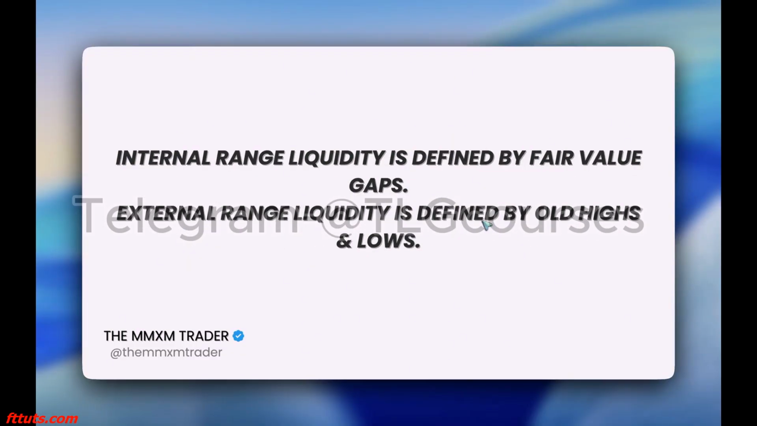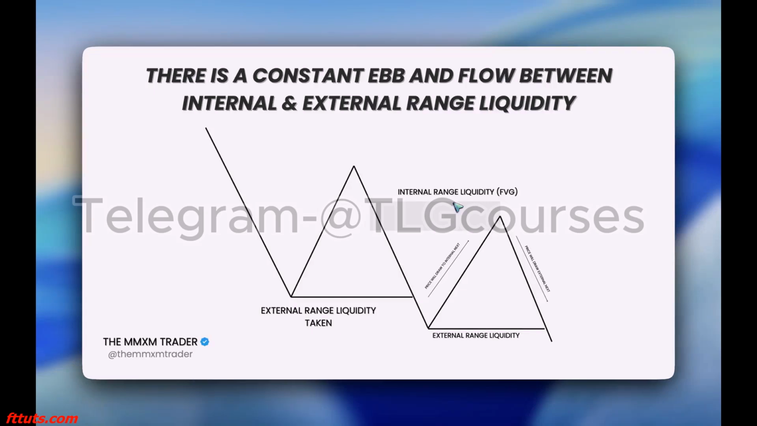Okay, internal range liquidity is defined by fair value gaps. External range liquidity is defined by old highs and lows. There is a constant ebb and flow between internal and external range liquidity. They just continuously play off of each other, okay? So when external range liquidity is taken, old high or low, it then seeks internal range liquidity next. From internal range liquidity, the market then seeks external range liquidity. It's a constant ebb and flow from external to internal, internal to external.